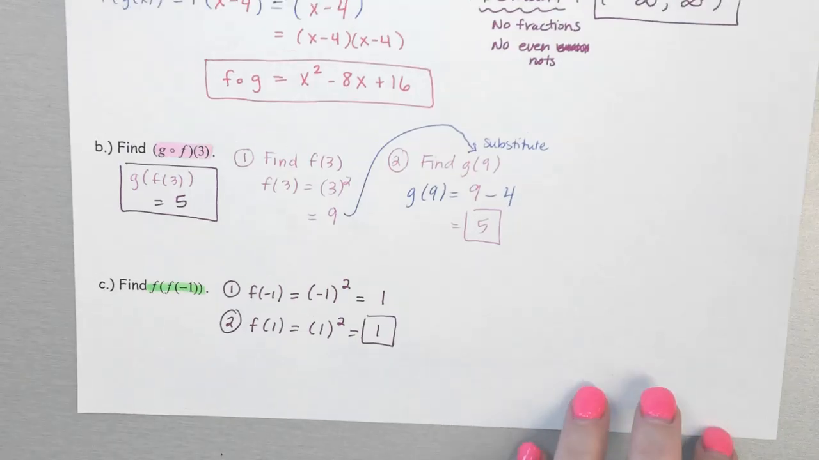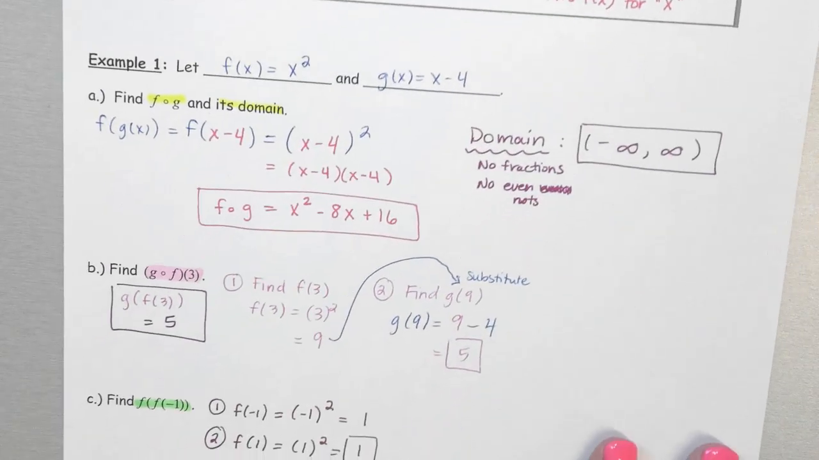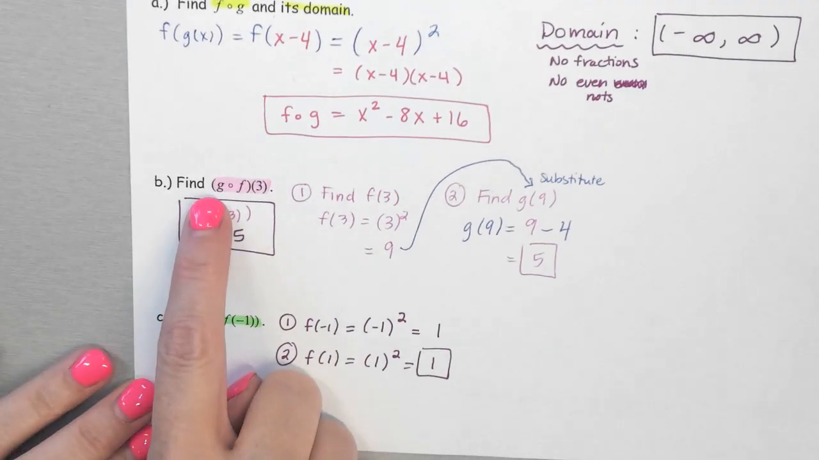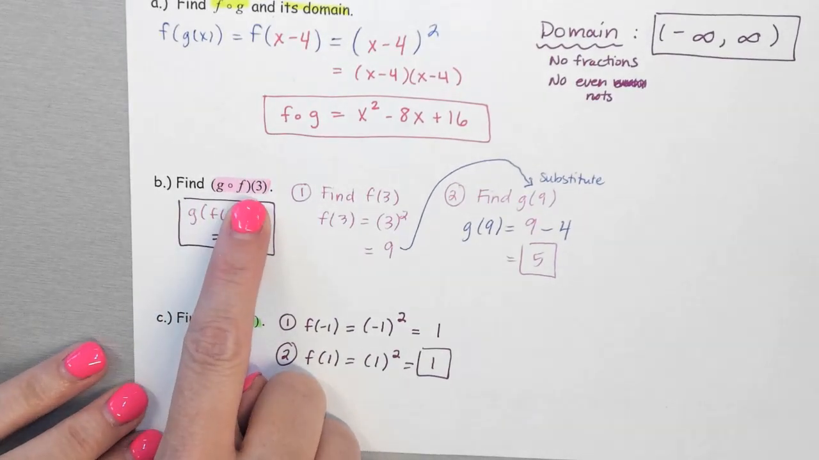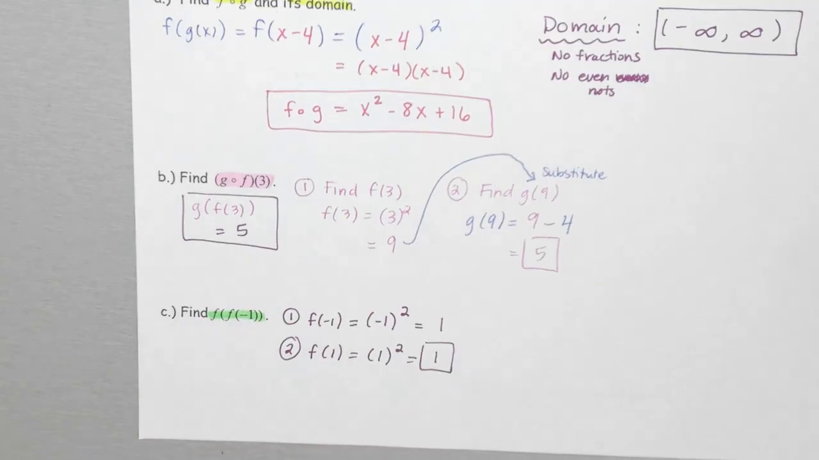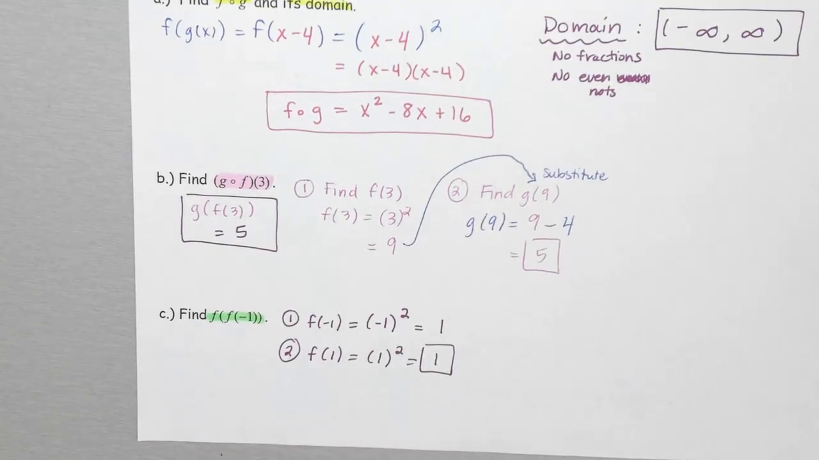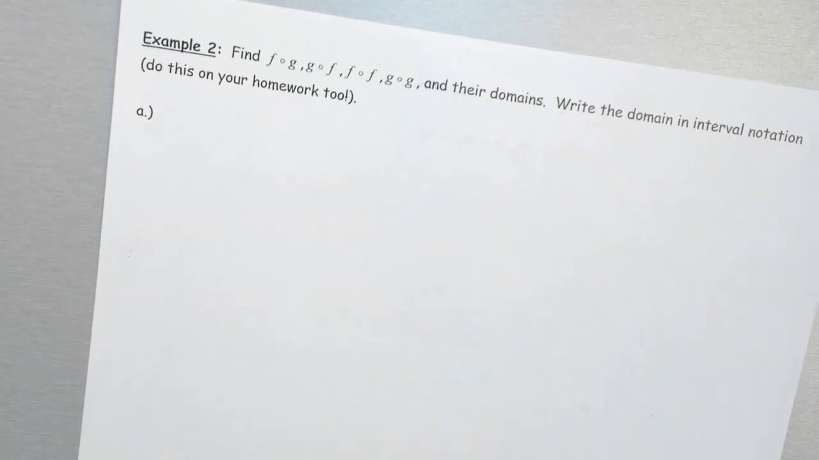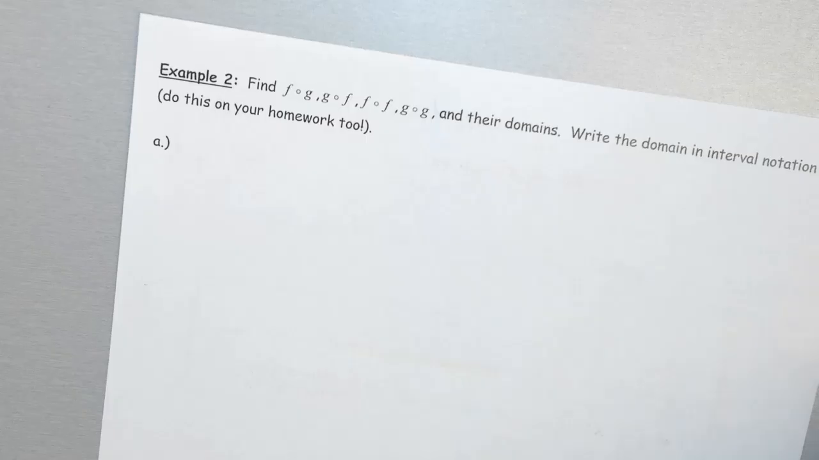And then if you wanted to as well, you could do g of f of x and then plug in 3. You could find f of x and then plug in negative 1. That would be fine. We're going to practice finding those different expressions.